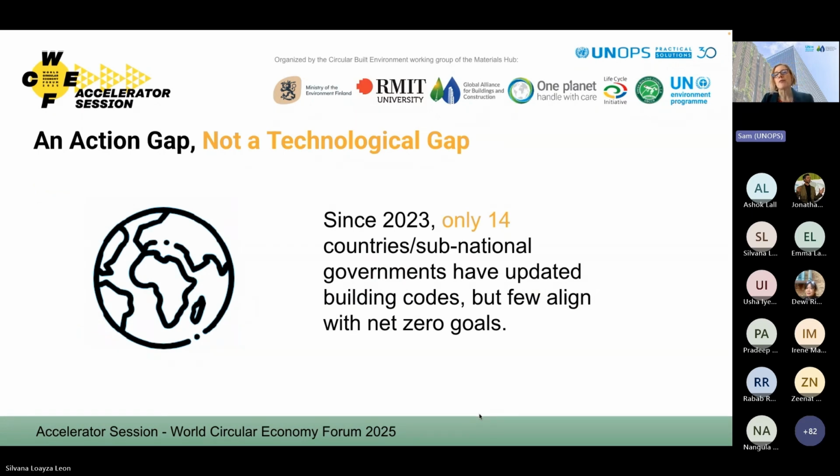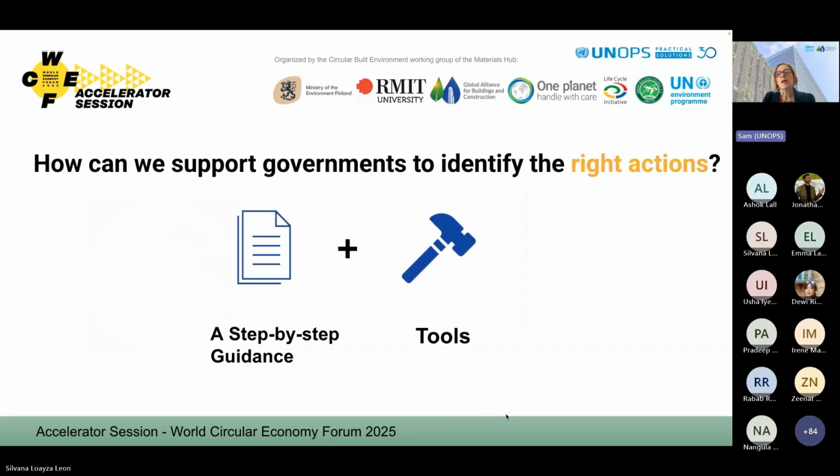Next slide. We really want to emphasize that the problem is not a technological one. We have the technology to make these changes. We have the knowledge. It's an action gap. Since 2023, only 14 countries and subnational governments have actually updated their building codes, but even these don't align with the net zero goals. So we want to be able to support this action, and we believe that in order to do that, we need tools and we need guidance, and that's what we've been working on.